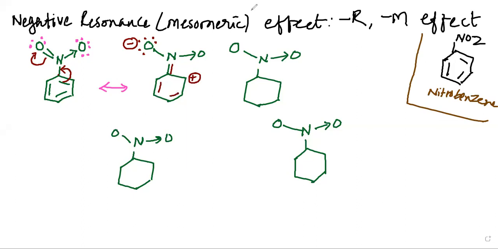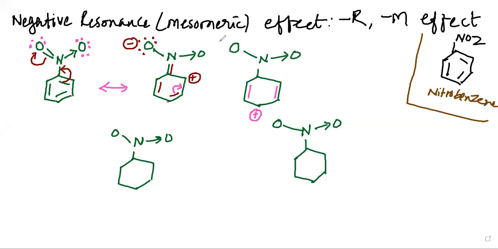Now in the next step, my dear students, this electron of the pi bond moves in this direction. So you can see that there will be a double bond generated here. This electron moves, so there will be a double bond generated here. But this carbon has lost an electron, and that is why there is a positive charge generated on this carbon.